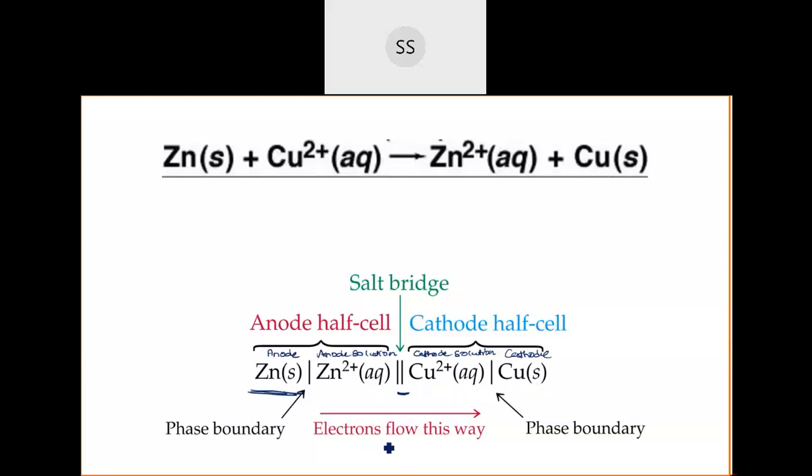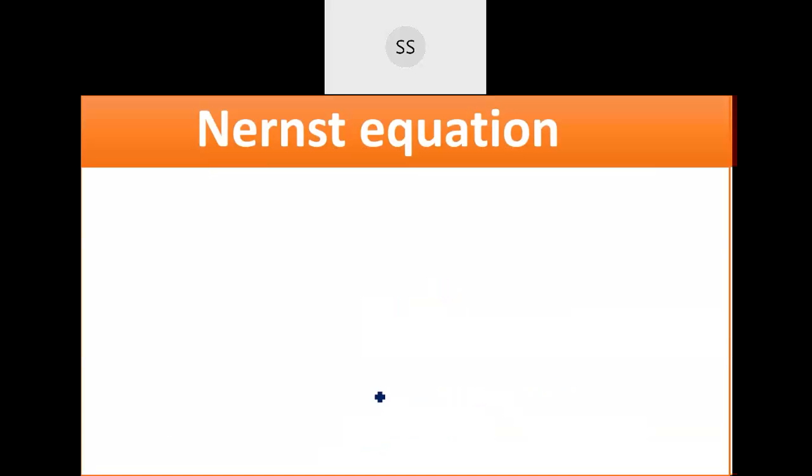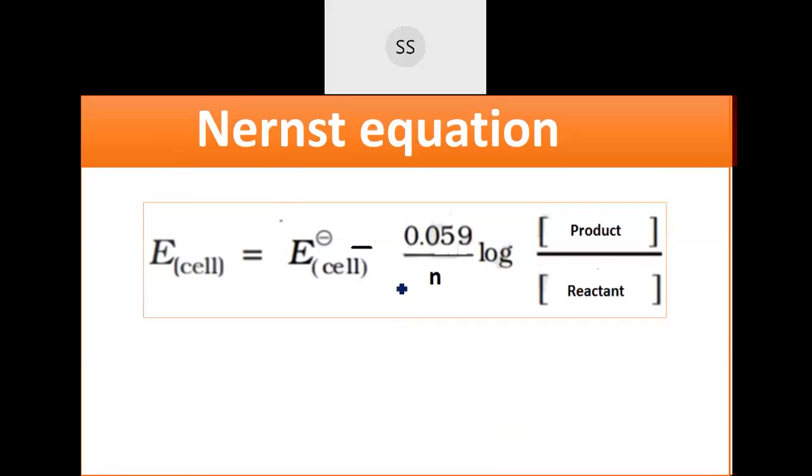Okay, so this is the order you need to follow. After the cell representation, you have the Nernst equation. So how is the Nernst equation? The Nernst equation is given as E cell is equal to E naught cell minus 0.059 divided by n log of product divided by reactant. Okay, this is the Nernst equation.